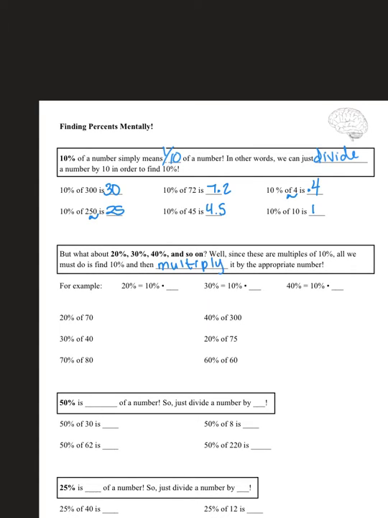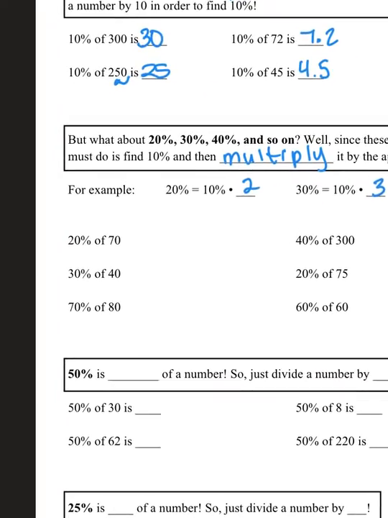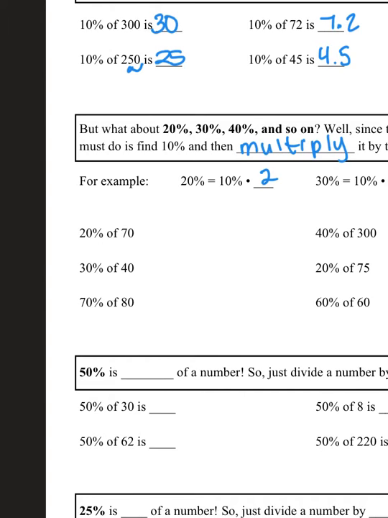So, example, 20% is equal to 10 times what? 2. 30%, 10 times 3. 40%, 10 times 4. So, let's practice this. 20% of 70. Well, I know that 20% is 10% times 2, right? So what's 10% of 70? 10% is 7. So 7 times 2 is 14. So 20% of 70 is 14.